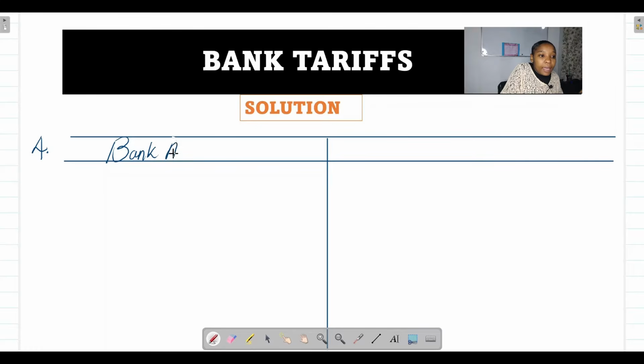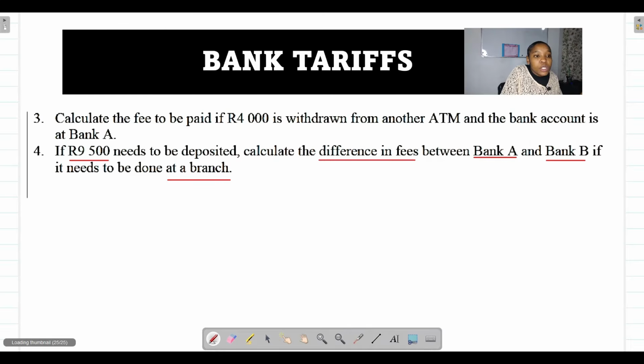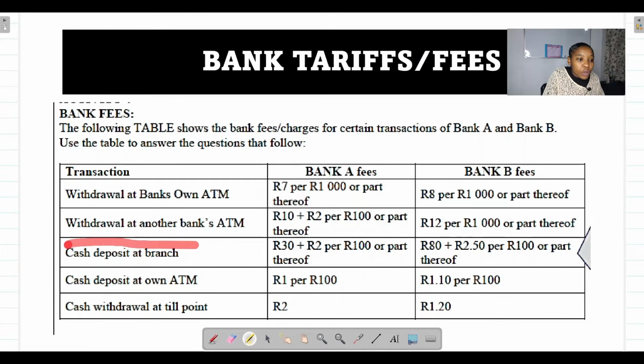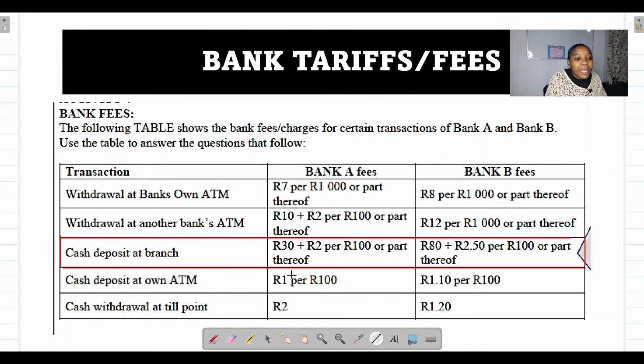So this is Bank A and this is Bank B, right? We are going to be looking at deposits that are made at a branch. Cash deposit at a branch. So this is going to be the row that we are going to focus on. If you make a cash deposit at Bank A, you're going to pay 30 rand plus 2 rand per 100 rand or part thereof. And then for Bank B, if you make a cash deposit at a branch, you will pay 80 rand plus 2 rand 50 per 100 rand or part thereof.